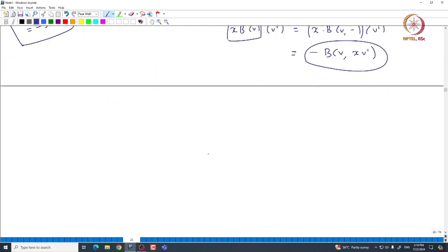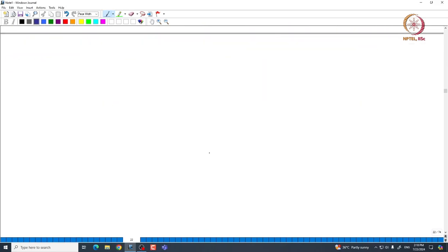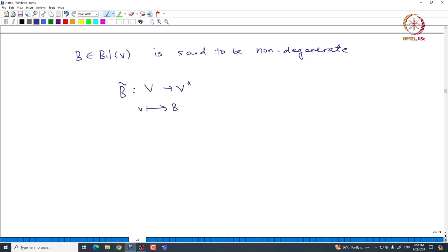Okay. So, now we can go back to the general bilinear forms. We can define what is called non-degeneracy. So, a given bilinear form is said to be non-degenerate if, look at this B tilde, that map from V to V star given by v goes to B(v, ·), should be an isomorphism. Okay. So, this is the definition of non-degeneracy.